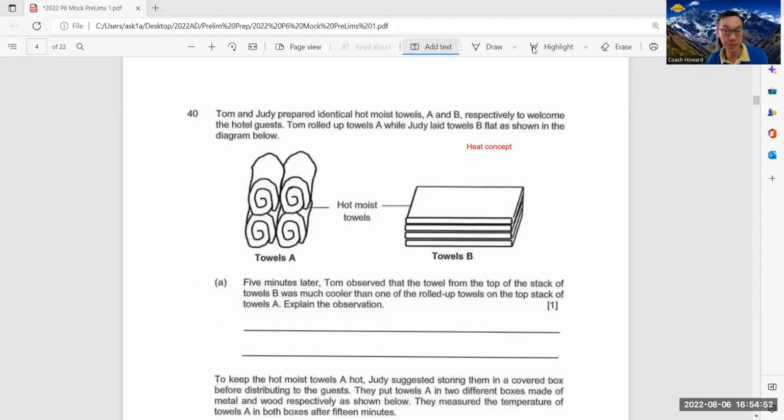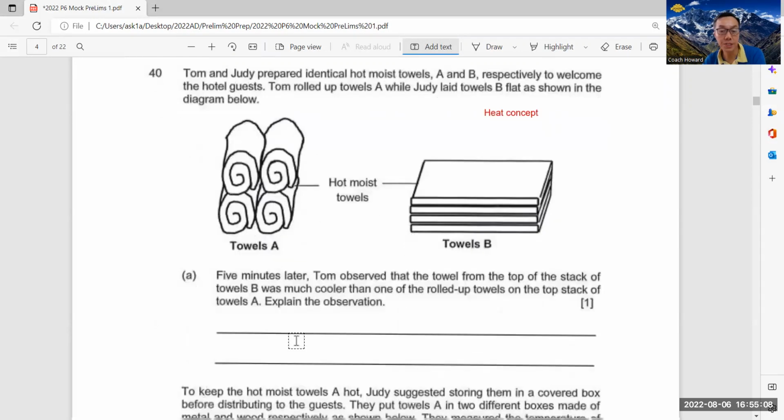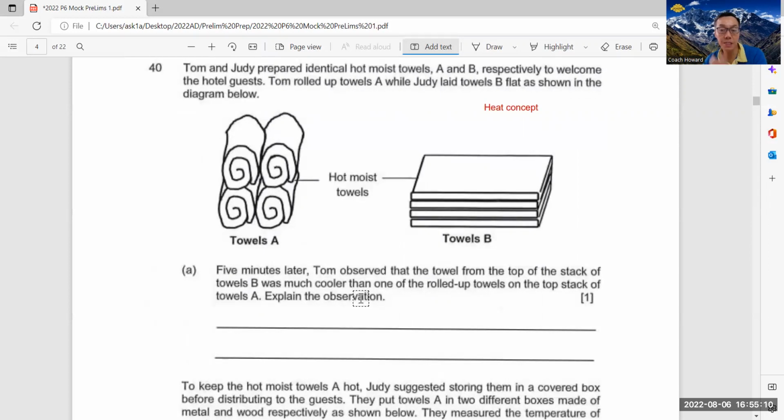Okay, this question is about a real life application. If you visit a staycation, right? Normally they will roll up the towels in this manner to give to the new guests coming into the hotel. So you can see that these questions ask you to explain this observation.